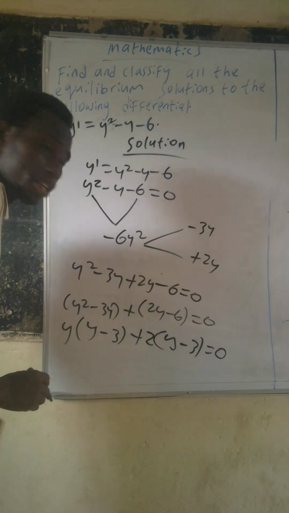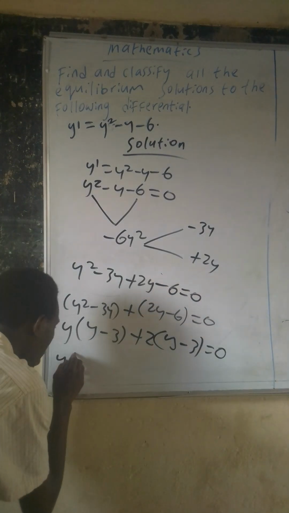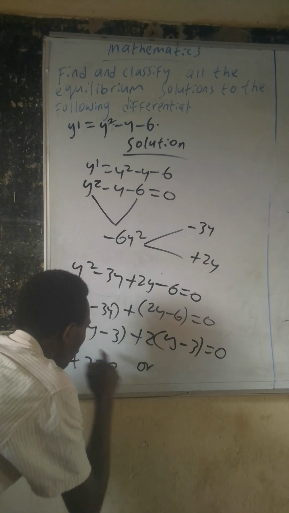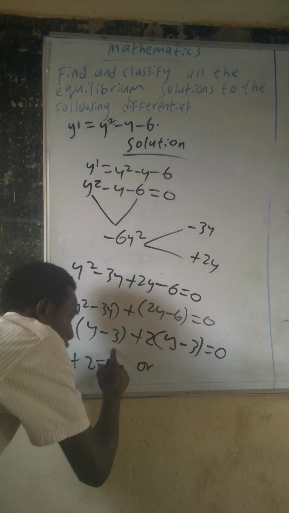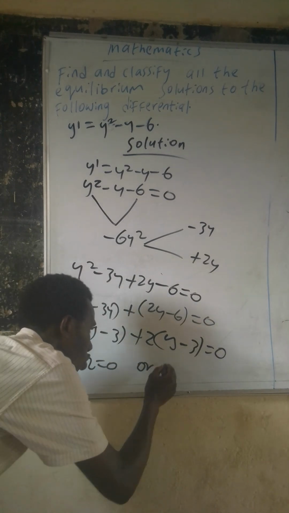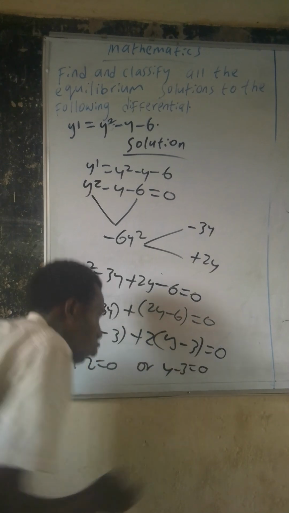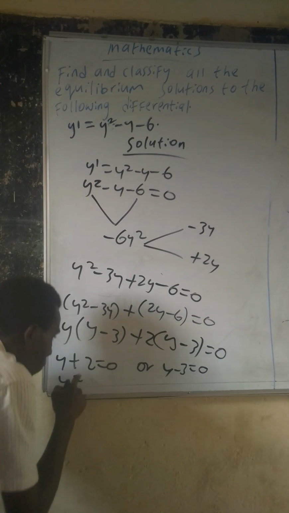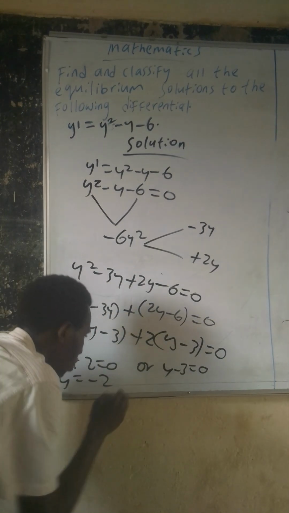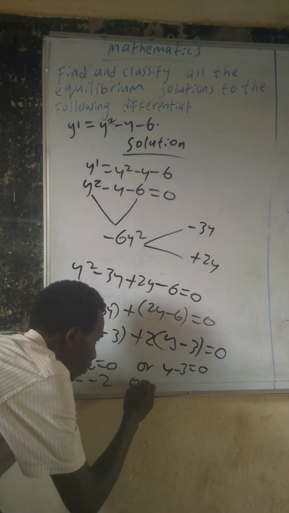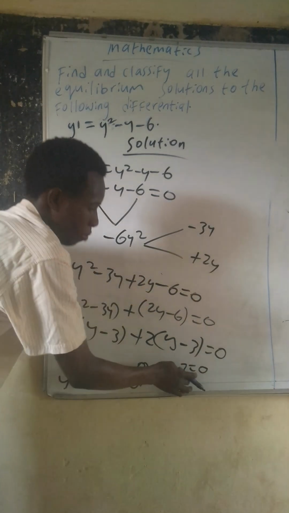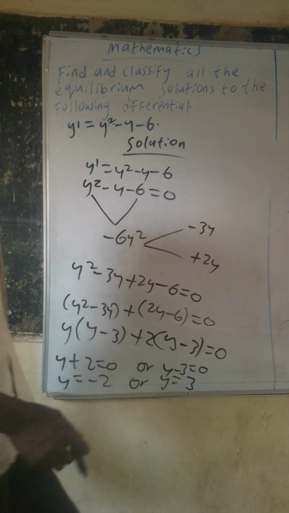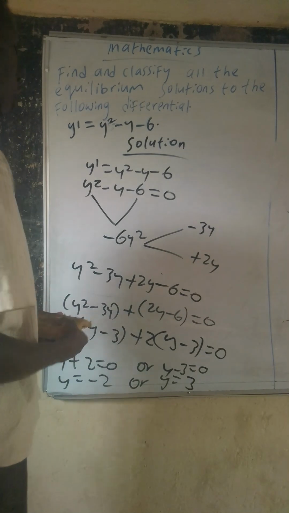Now, according to factorization, we are going to have y plus 2 equals 0, or y minus 3 equals 0. So what do we have next? y equals minus 2, since plus 2 moves across and becomes negative. Or y equals 3, since minus 3 moves across and becomes positive. So now these are the values, but we need to classify whether each is stable or unstable.